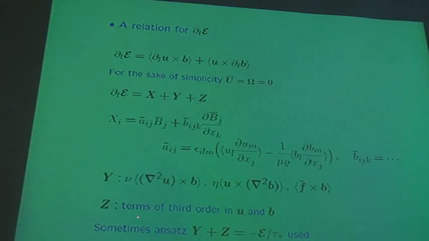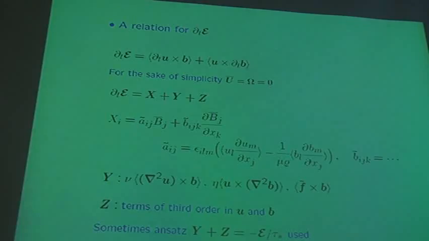The last term, in this term I put all the third order terms in UB. So U cross U, and you have to multiply it by B. This is the third order term. Or the Lorentz force B cross curl B, and you have to multiply it by U. This is the third order term. Okay, so far so good. You have such an equation which you can use for whatever you want.